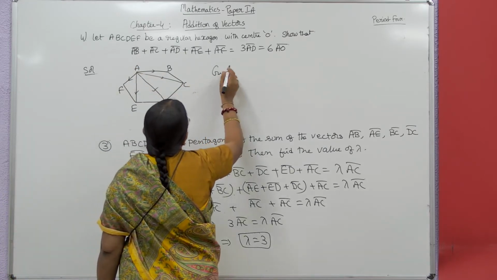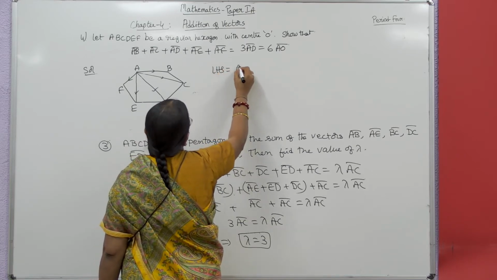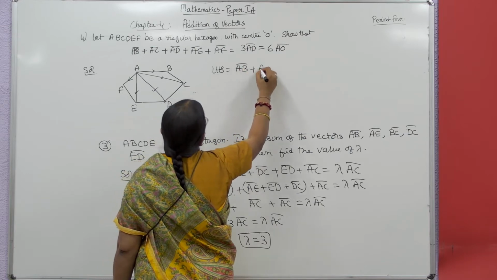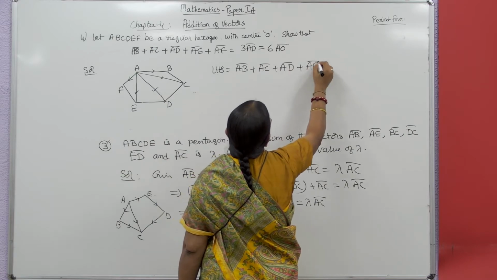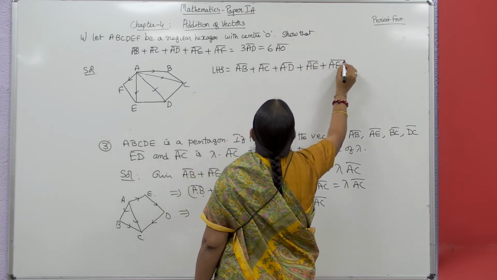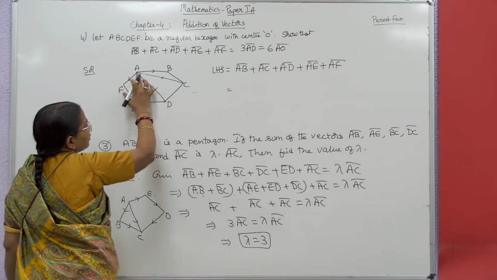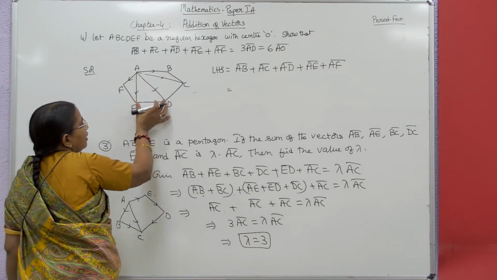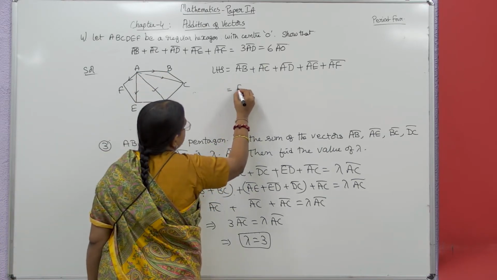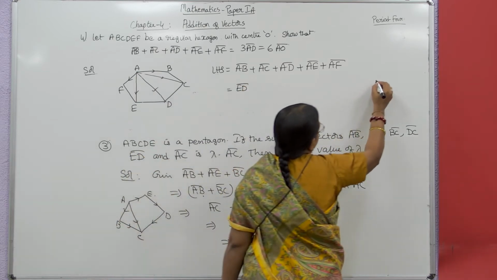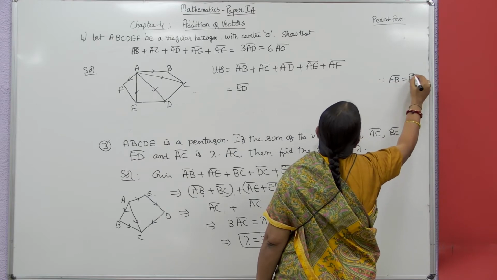So we'll take the left hand side, since we must show this one. That is AB plus AC plus AD plus AE plus AF. Now we'll write AB as ED. AB is the same as ED because they are equivalent. They are in the same direction. So AB is the same as ED because AB is equal to ED.